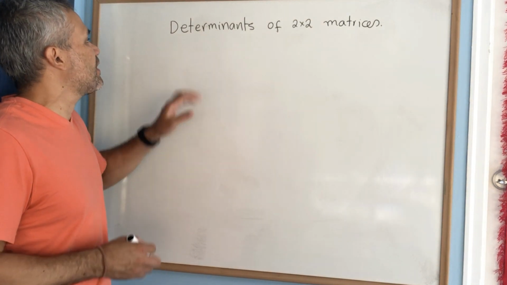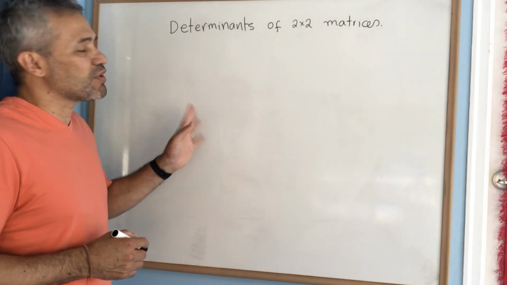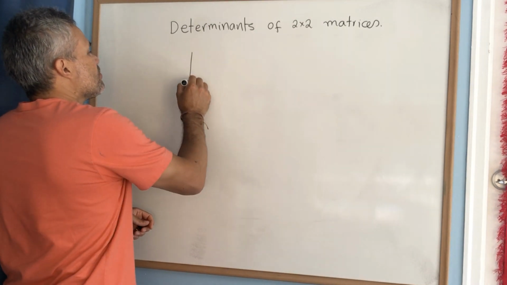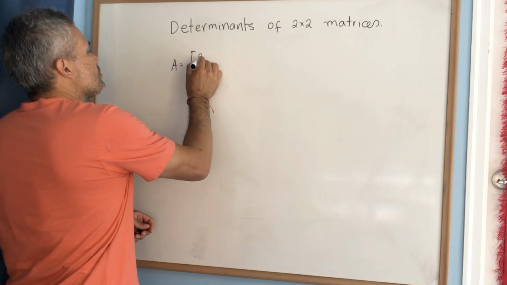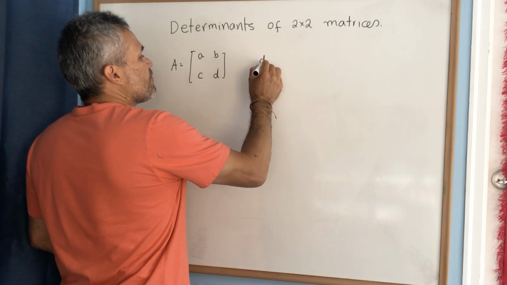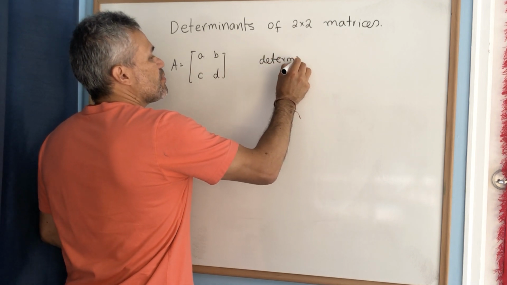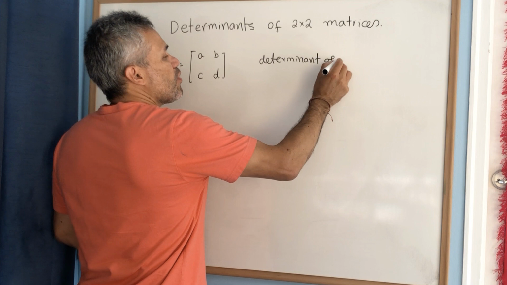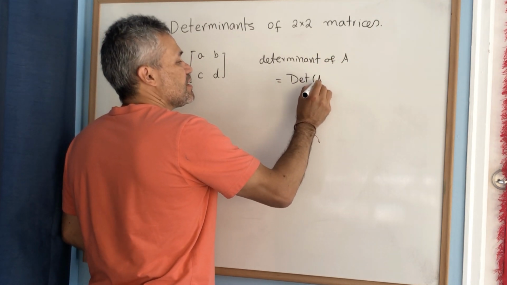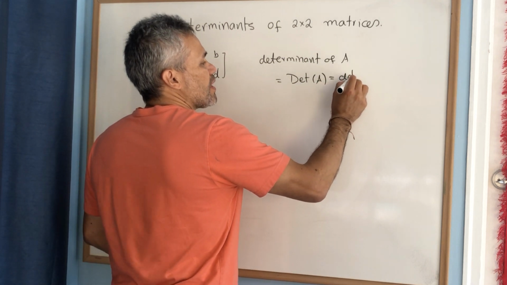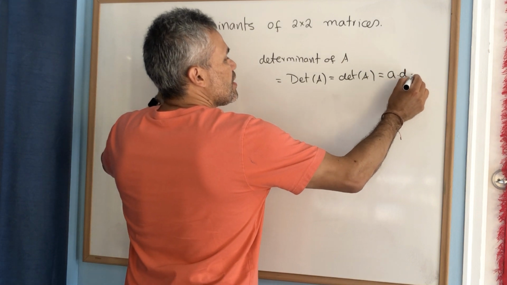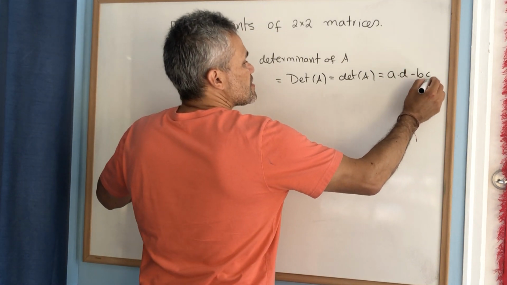In this video, we will explain how to compute the determinant of a 2 by 2 matrix and its geometric representation. We have a 2 by 2 matrix, let's say A equal to [A, B; C, D]. Then the determinant of A, which is denoted sometimes by det, or by this notation, is just the product of A with D minus B with C.